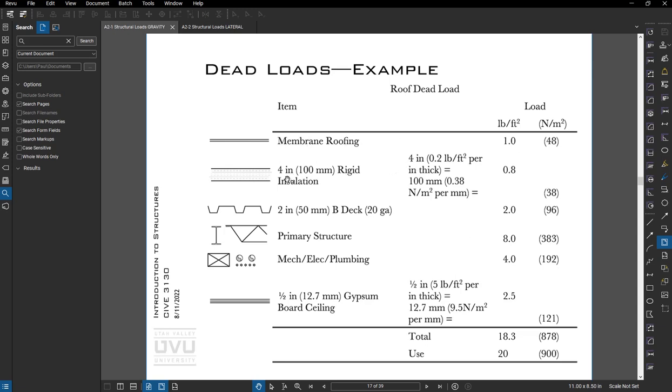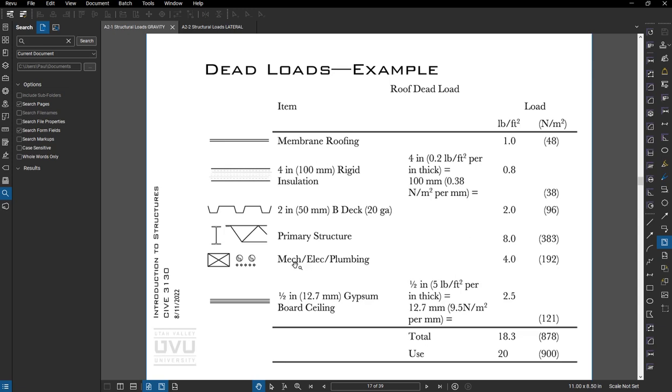Insulation: I have 4 inches times 0.2 pounds a square, which gives me 0.8 pounds a square foot. There's the metric equivalent. 2-inch B deck, 2 pounds a square. Structure, 5 to 8 PSF, pretty common if you want to figure it out yourself. Take your framing layout, what you think the members are going to be, and figure out what the weight per square foot of the framing is.